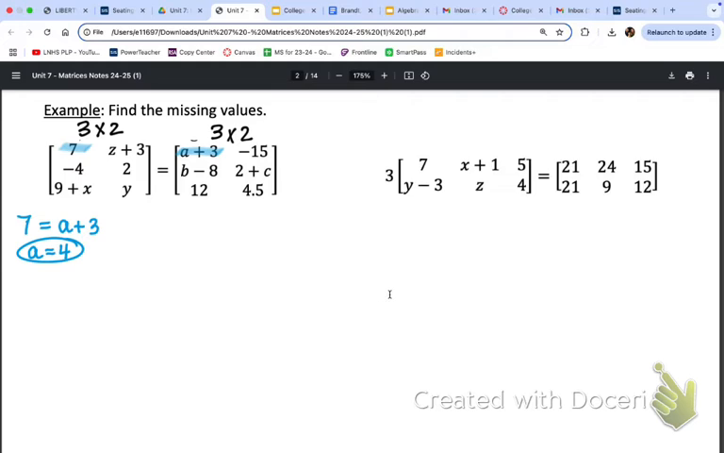I'll do it one more time, and then I'm going to stop talking, and you're going to do it because it's just so easy. Z plus 3 is in the top right. So is negative 15. So they're equal. So you get, subtract 3, negative 18. Wonderful.